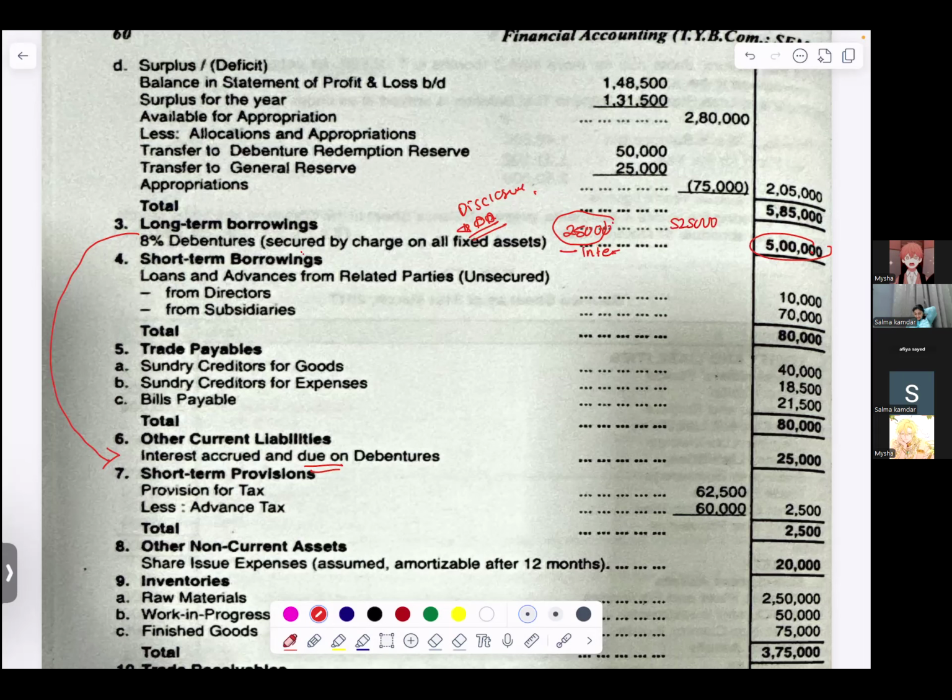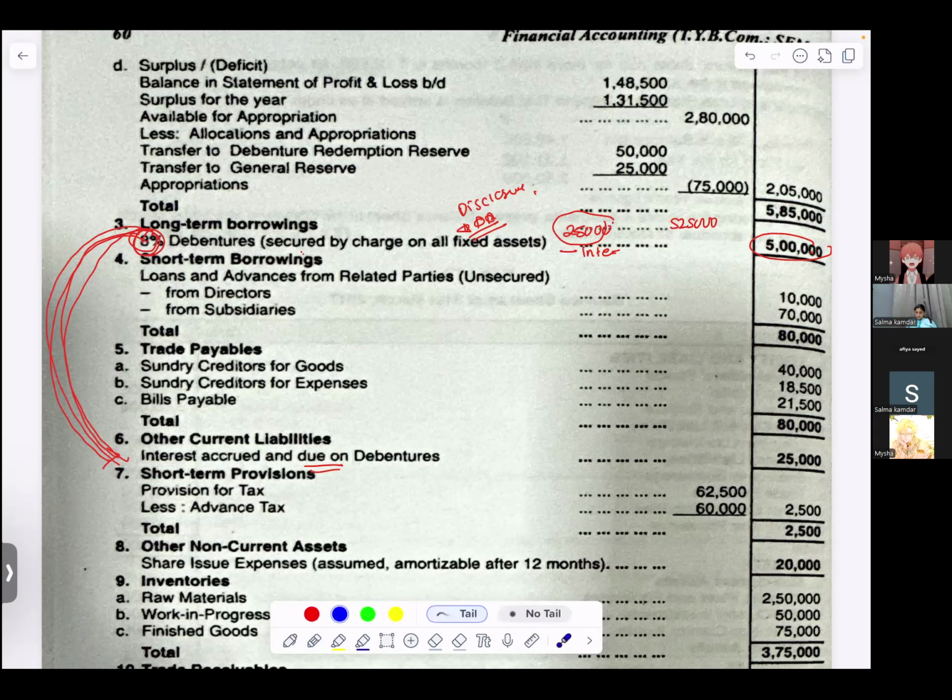This is always there for percentage debentures. The interest will always come in the other current liabilities if it is accrued and due. I hope you're with me. Then you have your next adjustments.